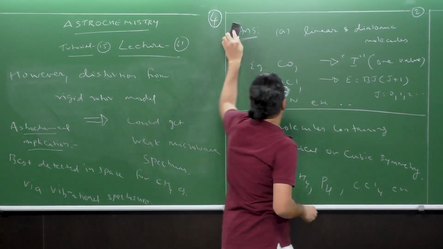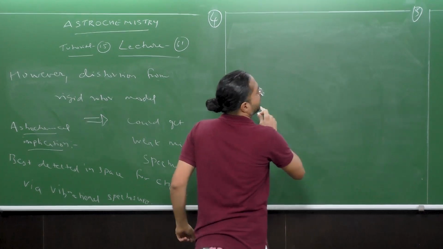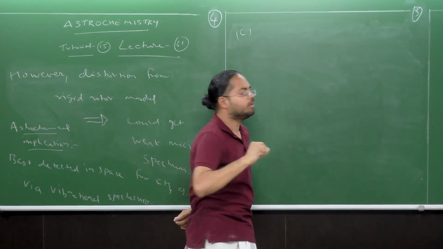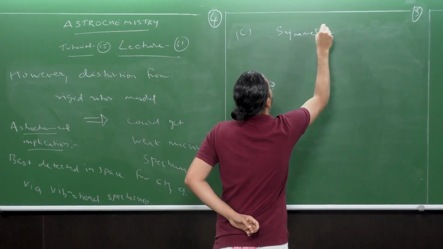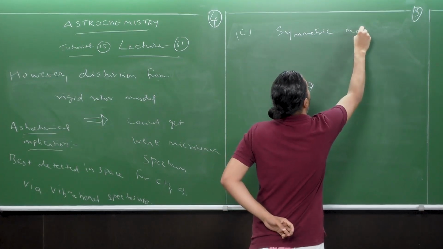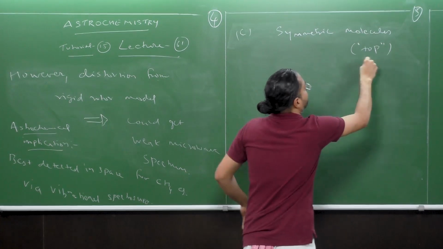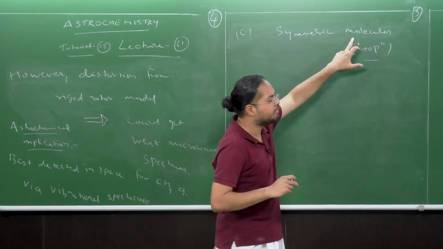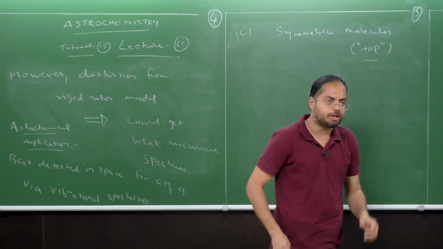Now we'll discuss the next class of molecules. This is C. The next class of molecules are what are called symmetric molecules. Spectroscopists use the phrase symmetric top. So these are symmetric molecules which contain some kind of partial symmetry. I will explain to you.